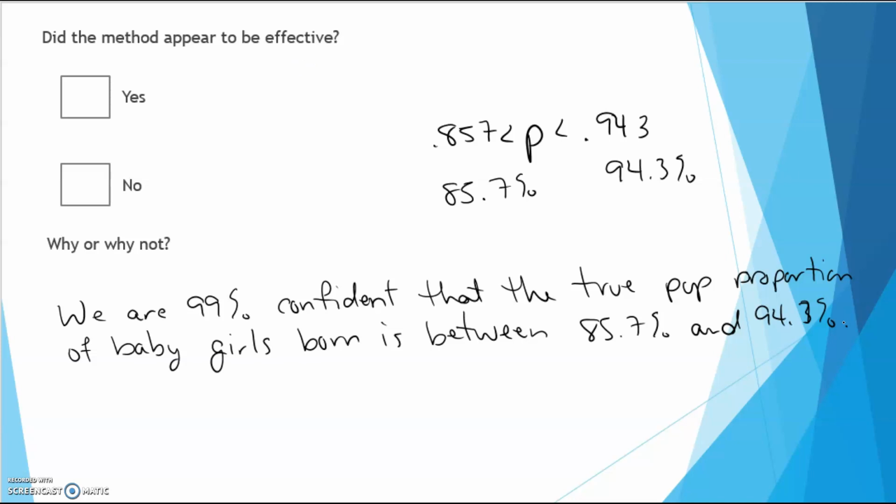So usually it's about a 50-50% chance, but now it's gone up from a 50% chance to between 85 and 94% chance. So it looks like this method does appear to be effective.